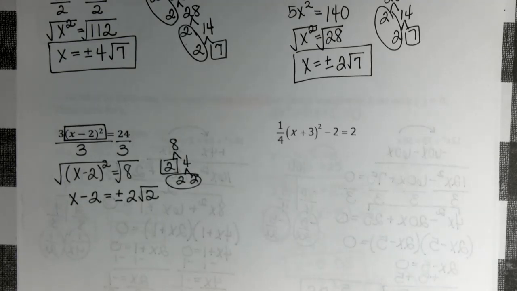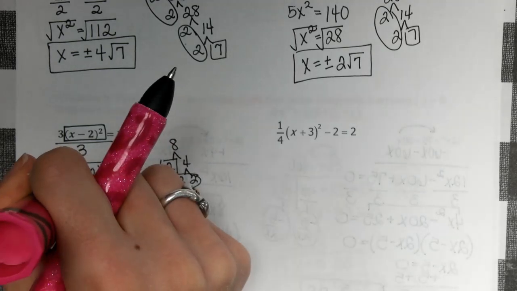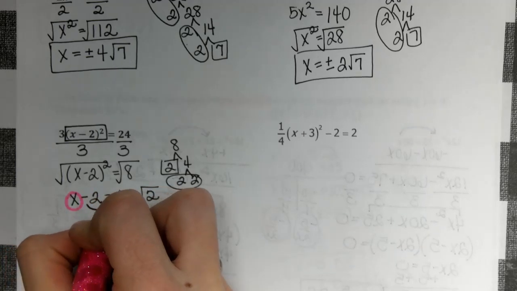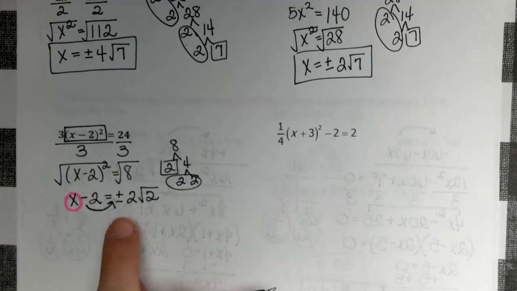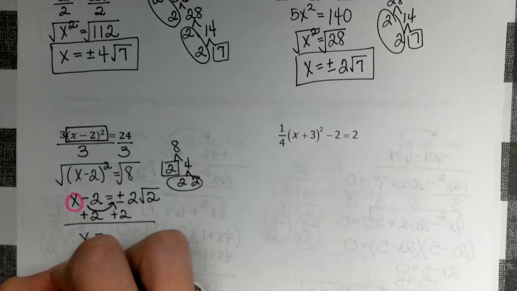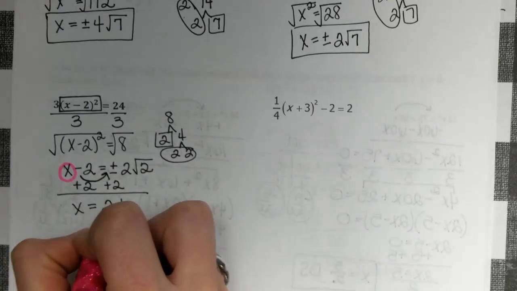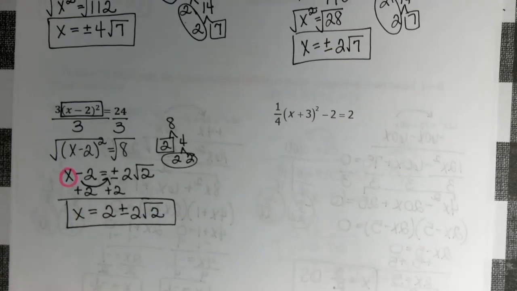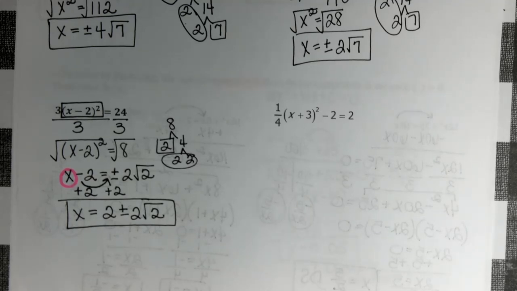Okay, now that I have taken the square root, I need x by itself. So what I'm going to do is take this negative 2 and I'm going to bring it in front of the plus or minus. So I'm going to add my 2. x equals 2 plus and minus 2 square root of 2. So when you have a set of parentheses squared, that's what you want to isolate. You'll take the square root and simplify. Then your last step is to move that constant over, and it should look like this. Unless it's a perfect square.